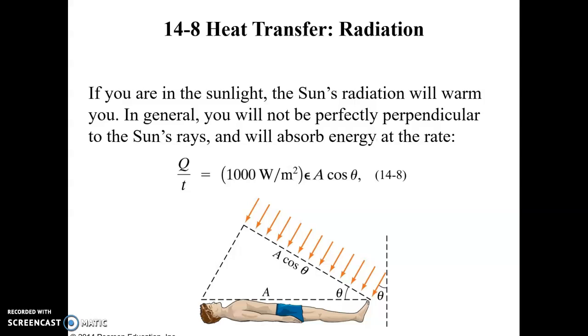So one additional thing that affects the rate at which a material will absorb heat from radiation is the angle at which the heat is being exposed to that surface. So for instance, here we have a sunbather, and the sun is not coming directly down on top of the person. Instead, it's coming at an angle. And when those rays come at you at an angle, you're not exposed to as much of that radiation.